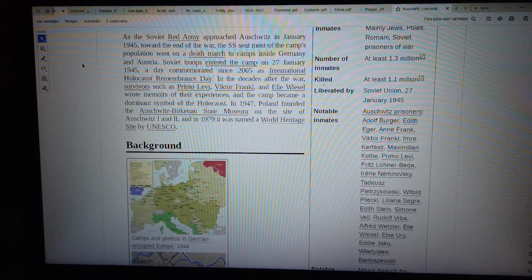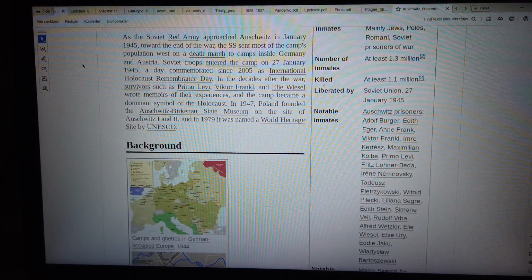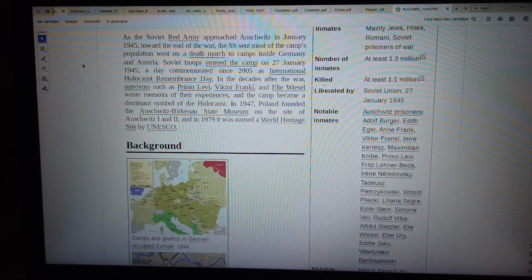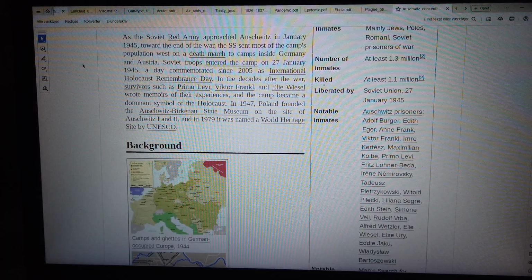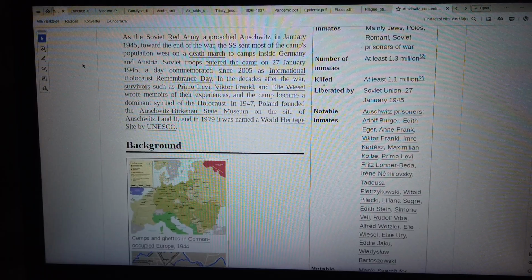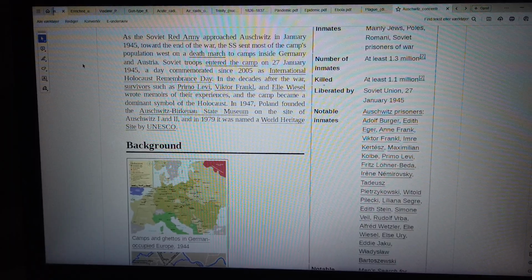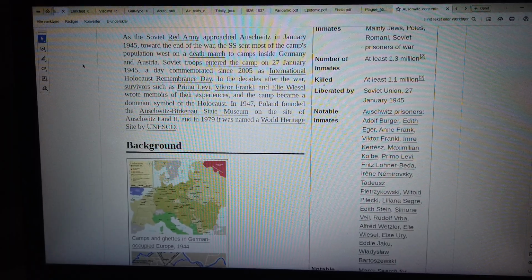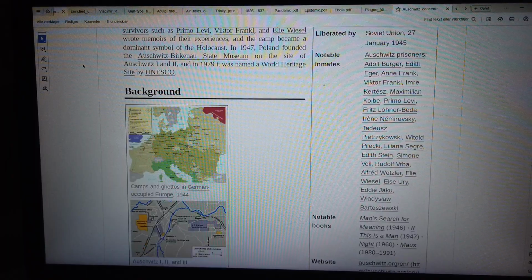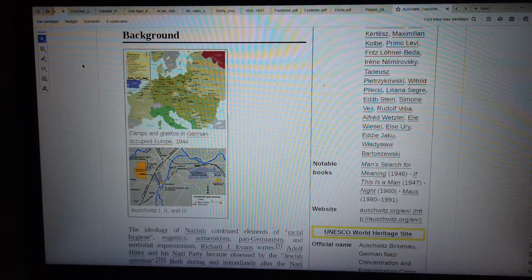A day commemorated since 2005 as International Holocaust Remembrance Day. In the decades after the war, survivors such as Primo Levi, Viktor Frankl, and Elie Wiesel wrote memoirs of their experiences, and the camp became a dominant symbol of the Holocaust. In 1947, Poland founded the Auschwitz-Birkenau State Museum on the site of Auschwitz I and II, and in 1979 it was named a World Heritage Site by UNESCO. Background. Camps and ghettos in German-occupied Europe.